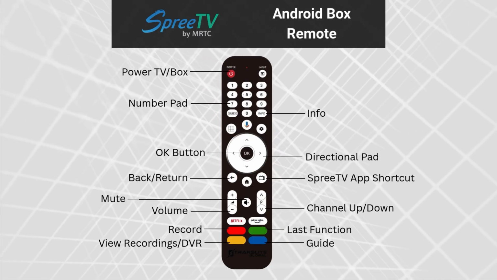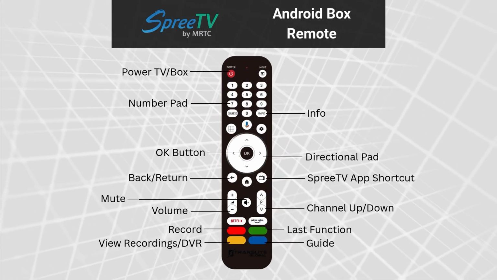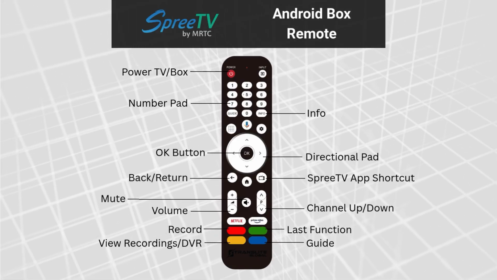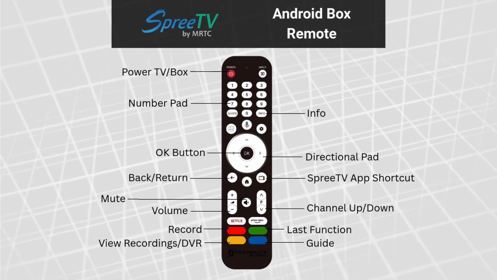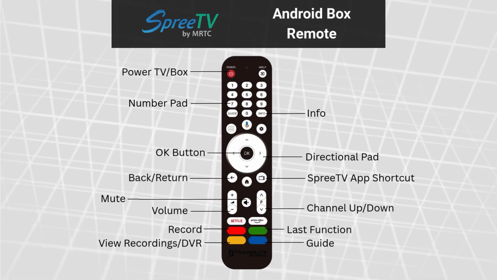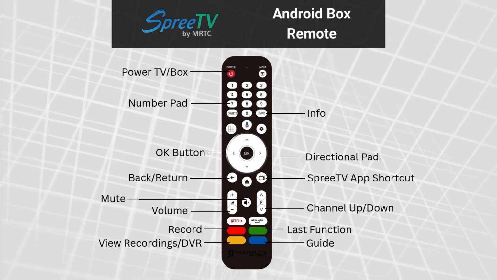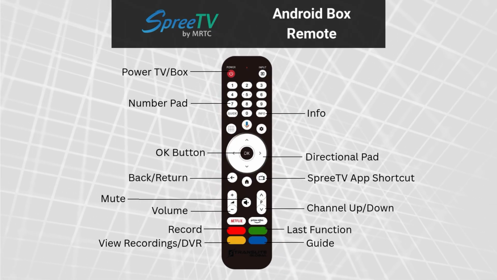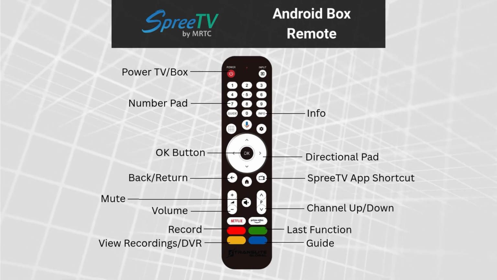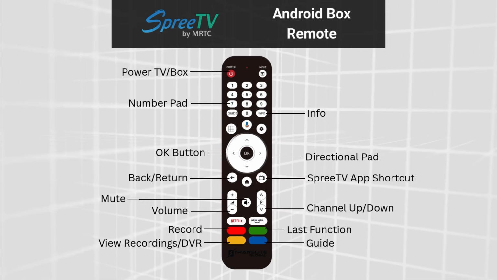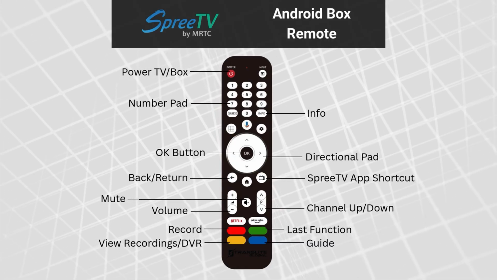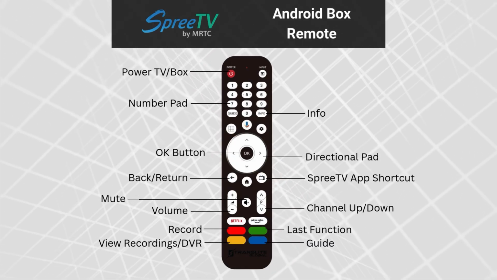If your remote control is programmed for your TV, the volume buttons here and the mute button here will control the sound on your TV. The channel up and down button will do just that. They will toggle channels up and down inside of the SpreeTV app. The first button on the left is the back button. It's an arrow pointing to the left. The back button is used to scroll through the on-screen displays of SpreeTV.